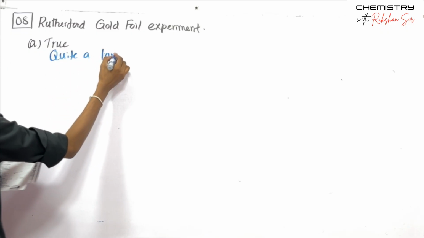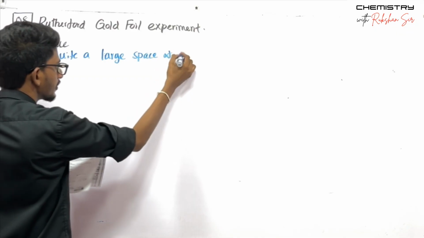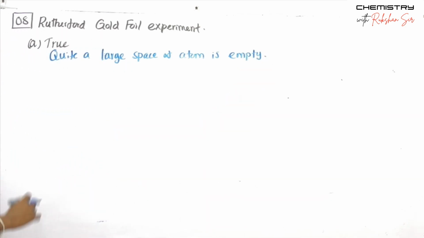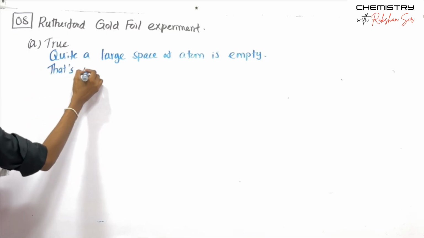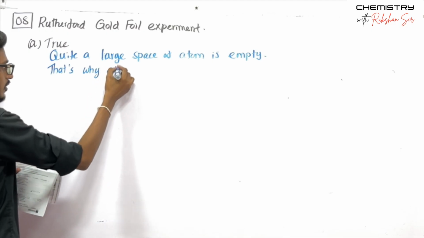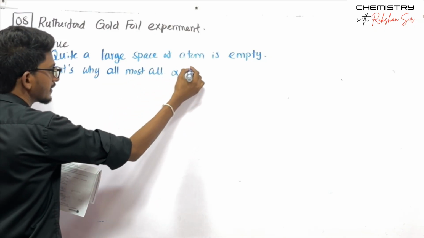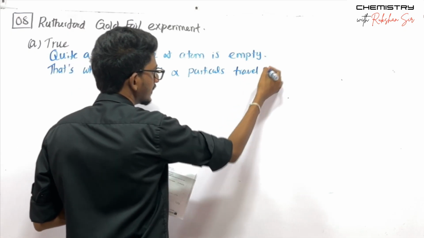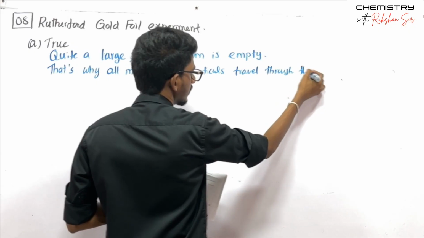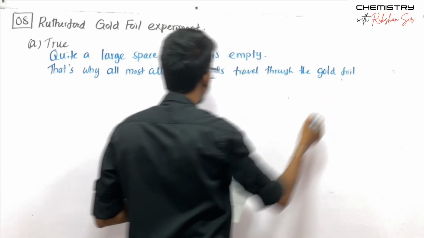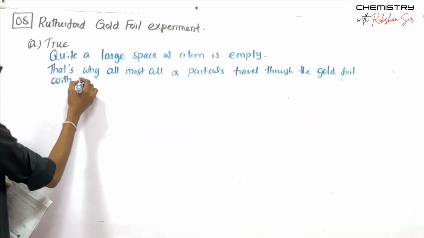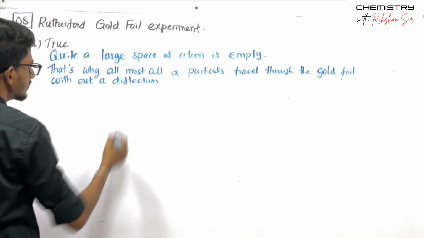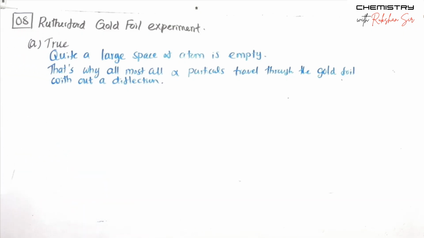Quite a large space of atom is empty. That is why almost all alpha particles travel through the gold foil without a deflection, without a deviation. Right? So the statement is true.